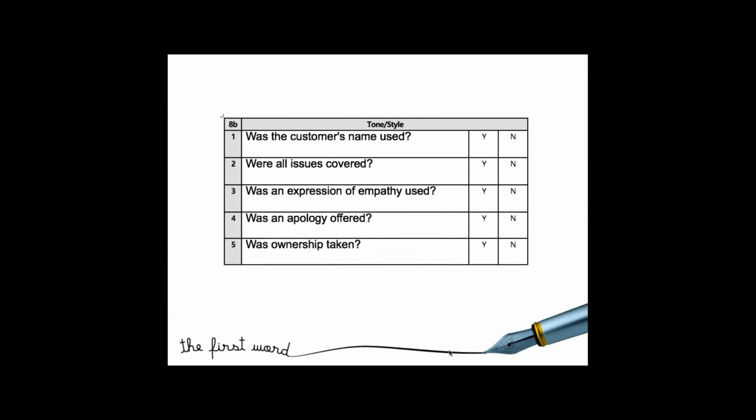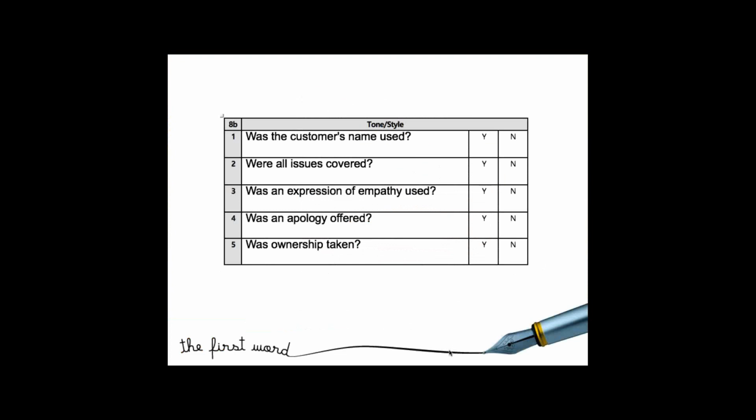So 1, was the customer's name used? 2, were all issues covered? 3, was an expression of empathy used? 4, was an apology offered? And 5, was ownership taken. So all things that we'd want to see in any email or live chat or even letter. When we're writing, we want our customers to see these things.